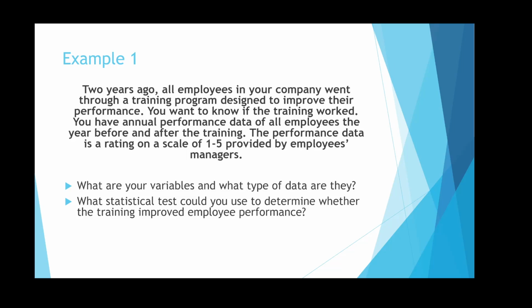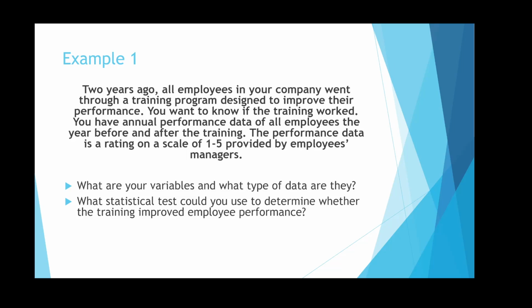2 years ago, all employees in your company went through a training program designed to improve their performance. You want to know if the training worked. You have annual performance data of all employees the year before and the year after the training. The performance data is rated on a scale of 1 through 5 provided by employees' managers. Take a minute, think through this, possibly pause this video and think through it, and then resume the video to get the answers. So here, our independent variable would be the training program participation before versus after.